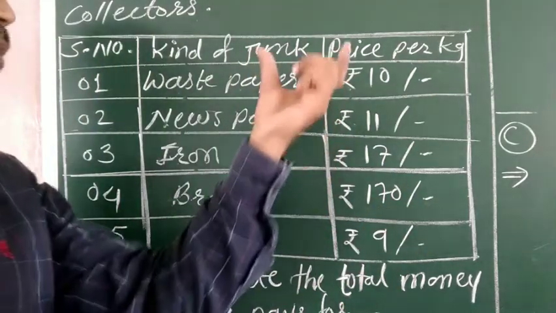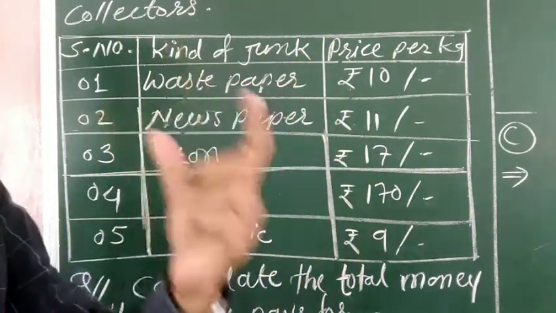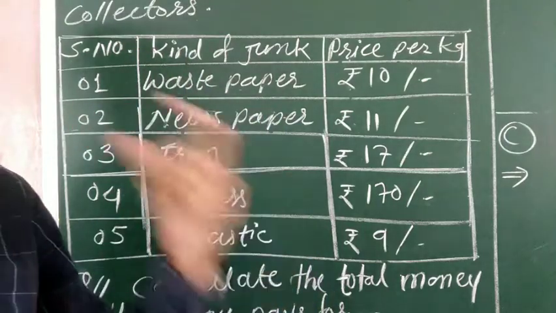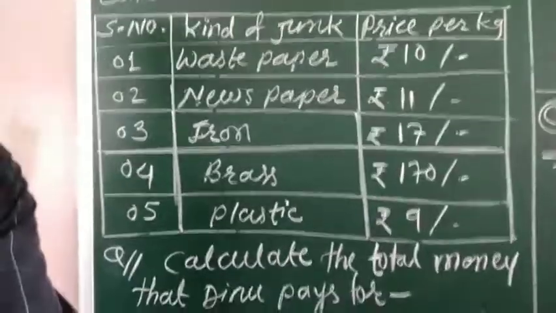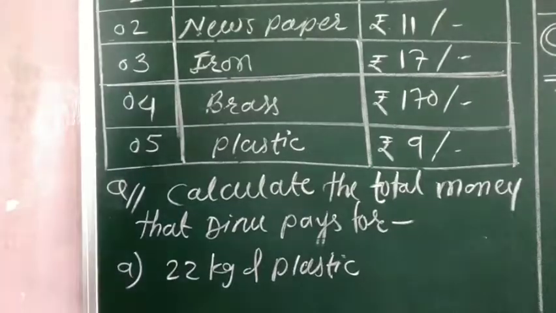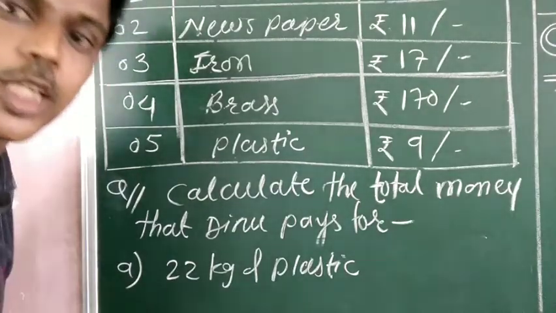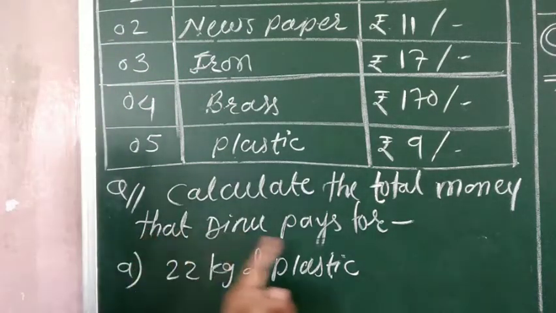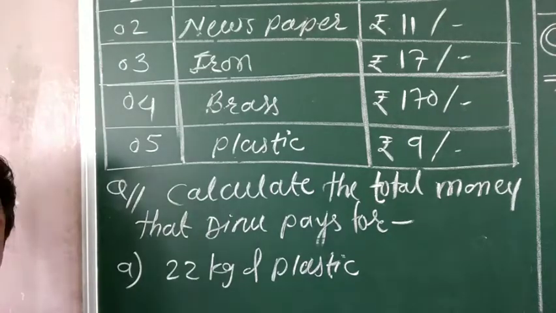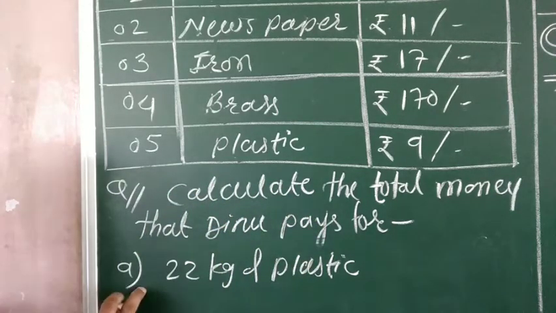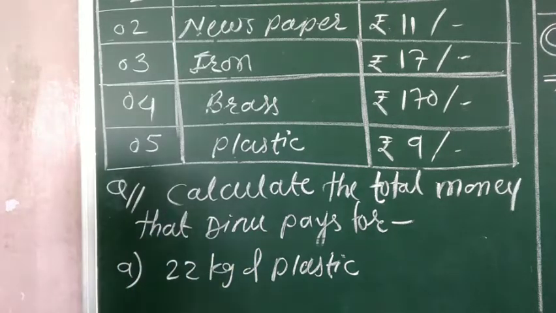Now, with the help of this rate list, we have to find the total amount for some questions, with some different weights. Now see what the question is. Calculate the total money that Dinu pays for: first one, 22 kg of plastic. How much money will Dinu pay for the 22 kg of plastic? We have to calculate that here.